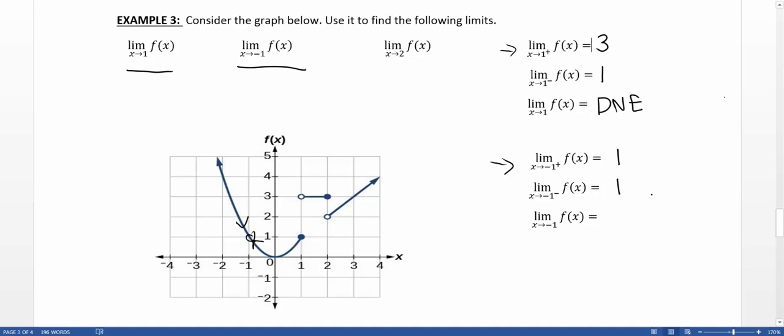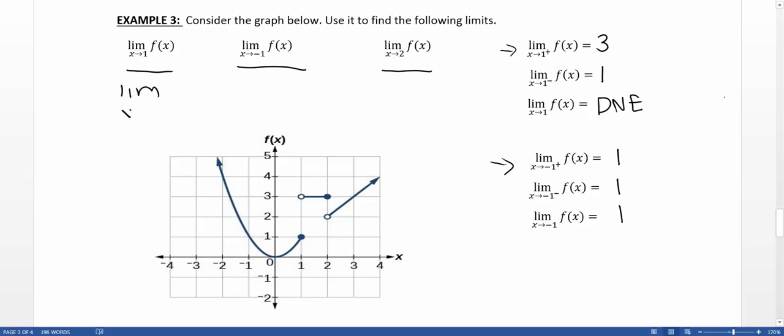So here, the limits from the left and the right both exist, and they're the same. If they're the same, that means the limit itself exists and the limit equals 1 because that's what the limit from the left and the right both equaled. So here at negative 1, our limit exists. Now, finally, let's look at the limit as x approaches 2. So again, we're going to consider what happens from the left and the right.